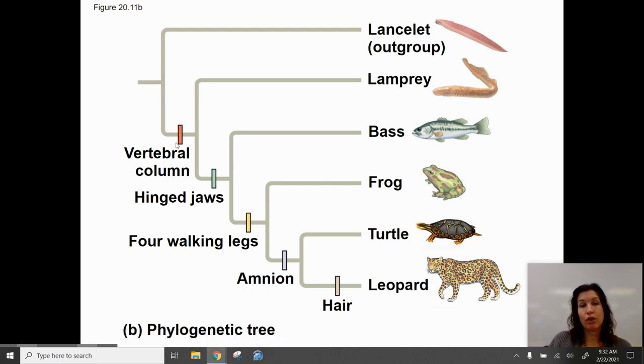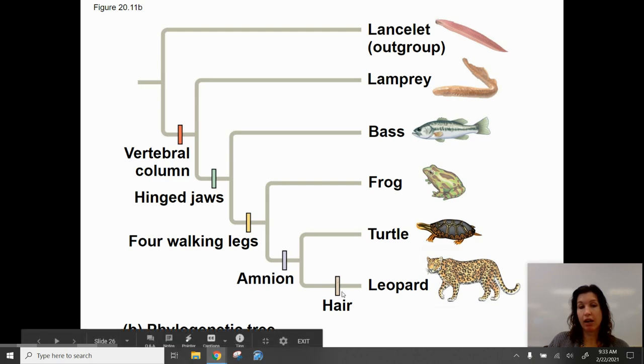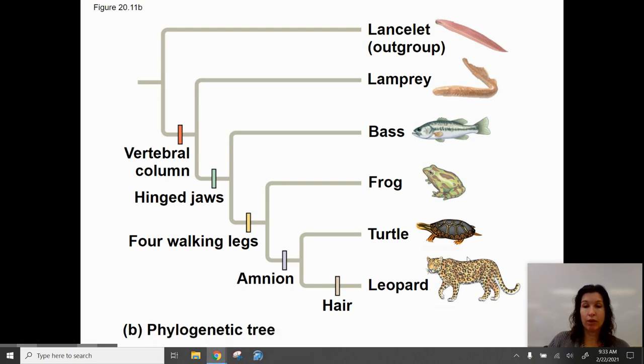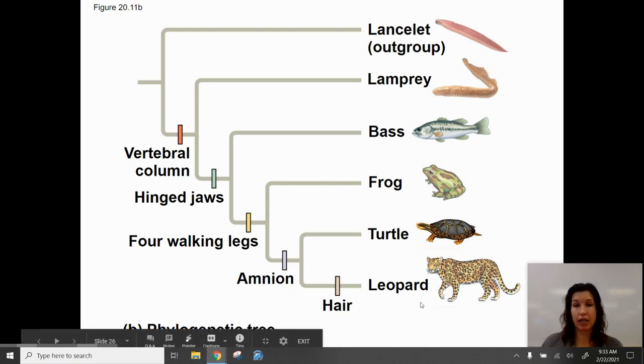So you would put those derived characteristics on each branch point where they arose. So the lancelets are the outgroup. They don't have any of the derived characteristics. Then the lamprey comes next because all it had was the vertebral column. So that goes here. So then everything else on this phylogenetic tree is going to have vertebrae. Hinged jaws is next, meaning everything but the lancelet and the lamprey have hinged jaws, then four walking legs, then amnion, and then hair. So in this way, by looking at these derived characteristics, you can determine where all these organisms are placed on the phylogenetic tree.